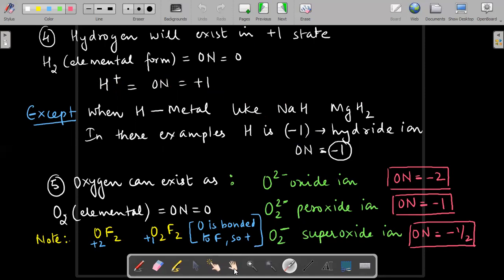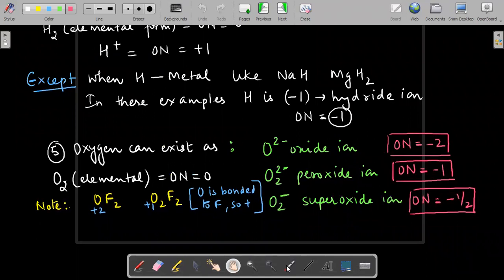Now देखो next, similarly for oxygen. Generally, in maximum cases, it exists as oxide ion, है ना? So the charge here or the oxidation number or the oxidation state here is taken to be what? -2. Okay. Oxygen का elemental form, oxygen कैसे exist करता है? As oxygen gas, तो O2 molecule, O2 form में तो हम value क्या लेंगे? Elemental form में it is 0.